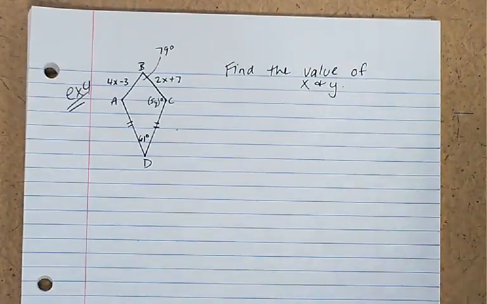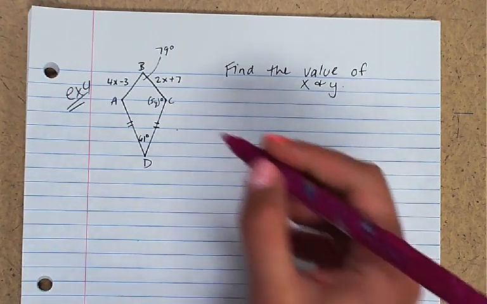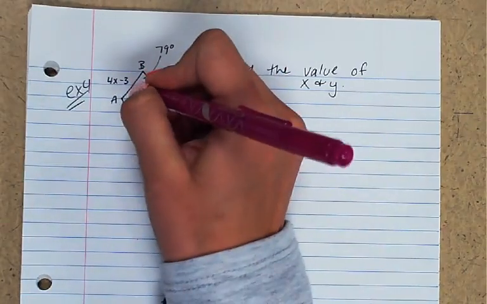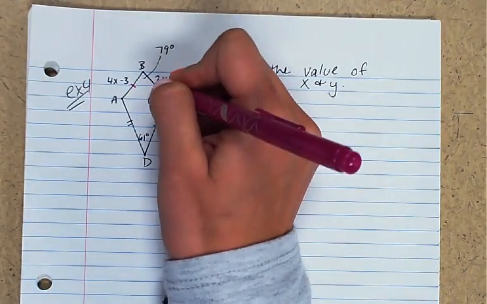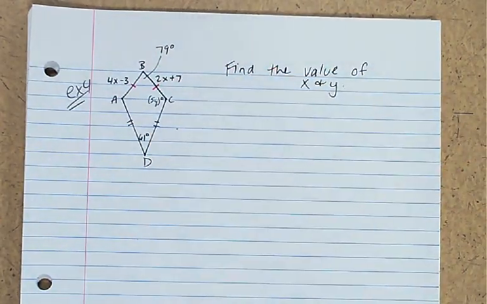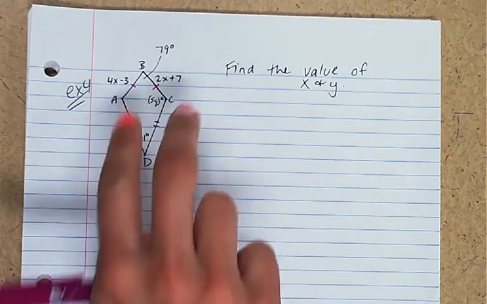Now, looking at kites. This example says find the value of x and y. So remember, on a kite, there's two pairs of legs that are congruent, but they're consecutive, not opposite. So if these two are the same down here, I know that segment AB has to be congruent to segment BC. So then I know that these two lengths have to be the same.